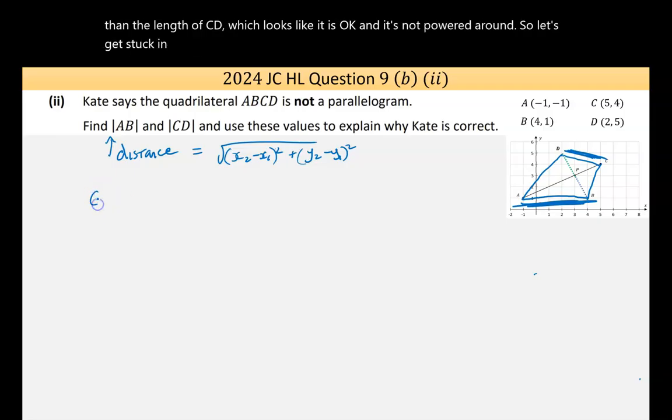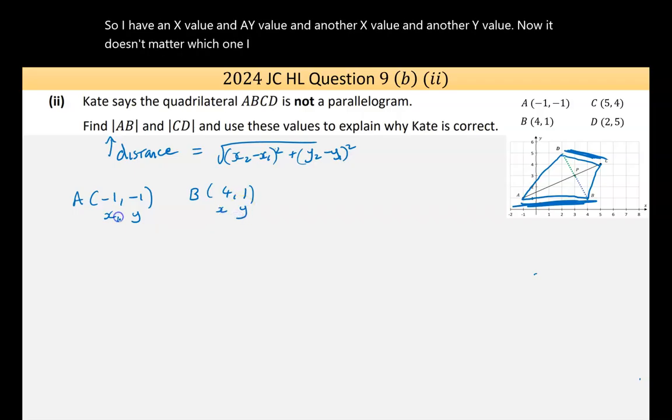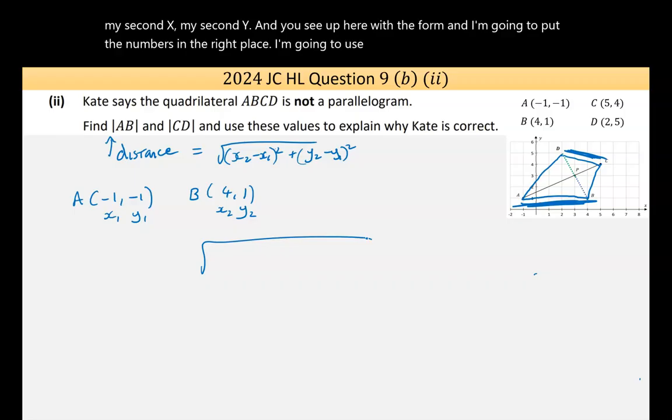So the point A is -1, -1. The point B is 4, 1. So I have an X value and a Y value, and another X value and another Y value. Now it doesn't matter which one I call which, but I'm going to call this my first X, my first Y, my second X, my second Y. And you'll see up here with the formula, I'm going to put the numbers in the right place. Now I'm going to use the full screen.